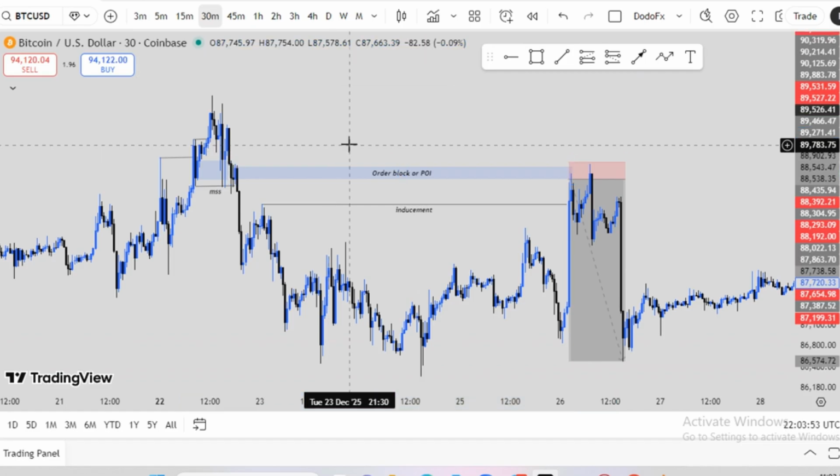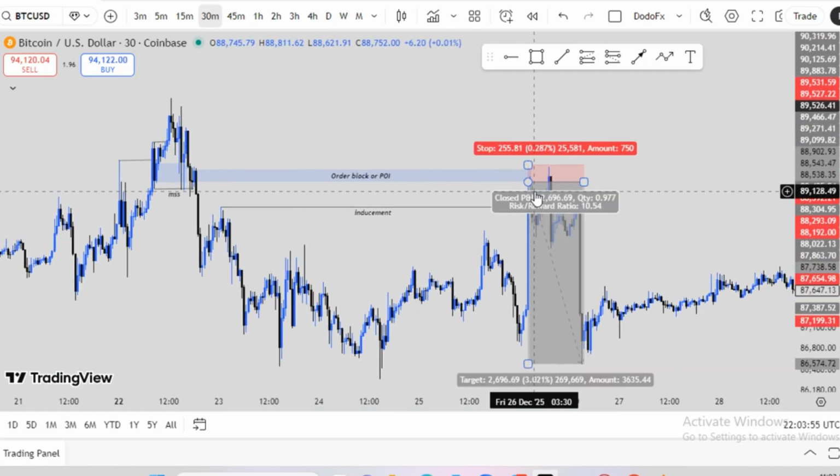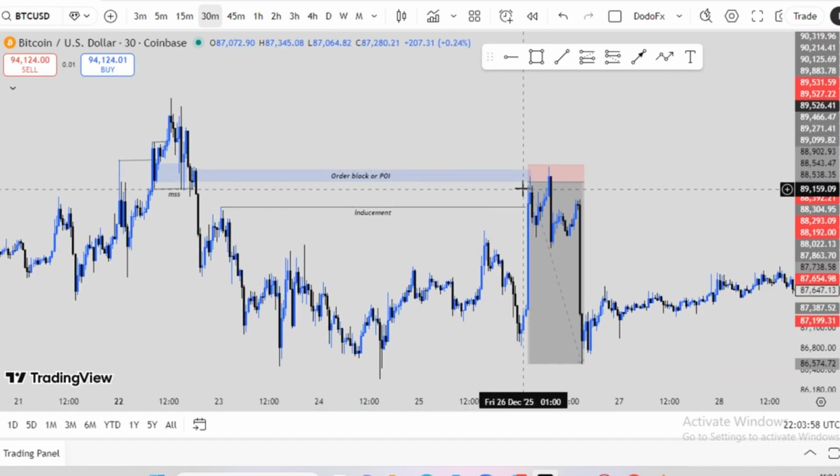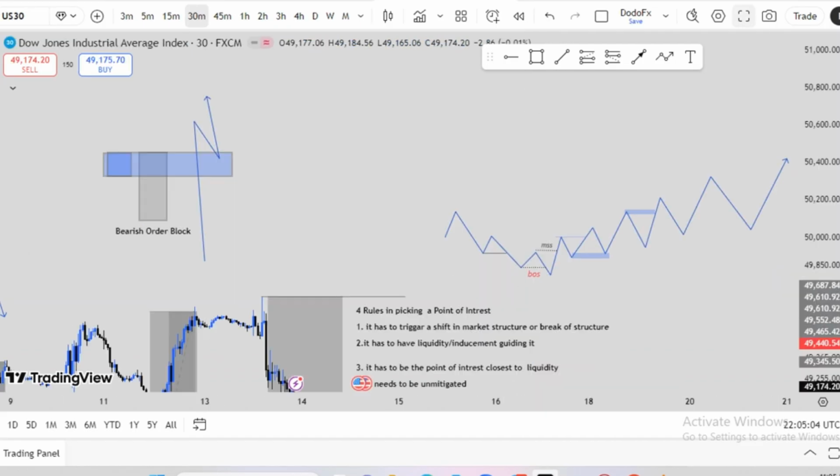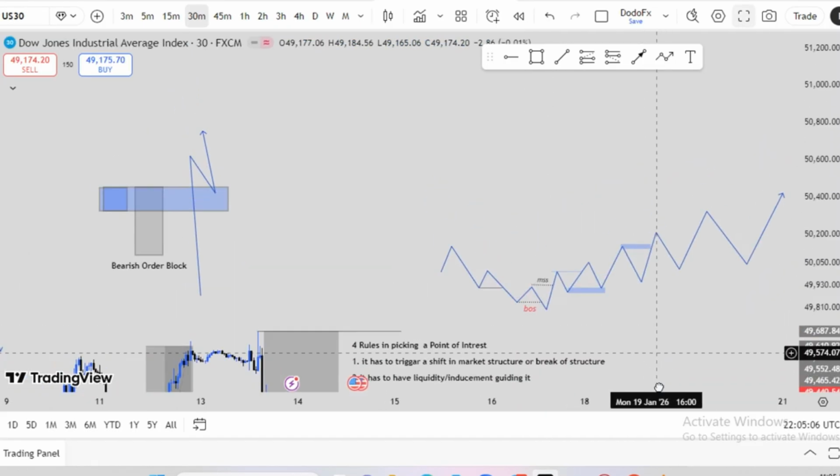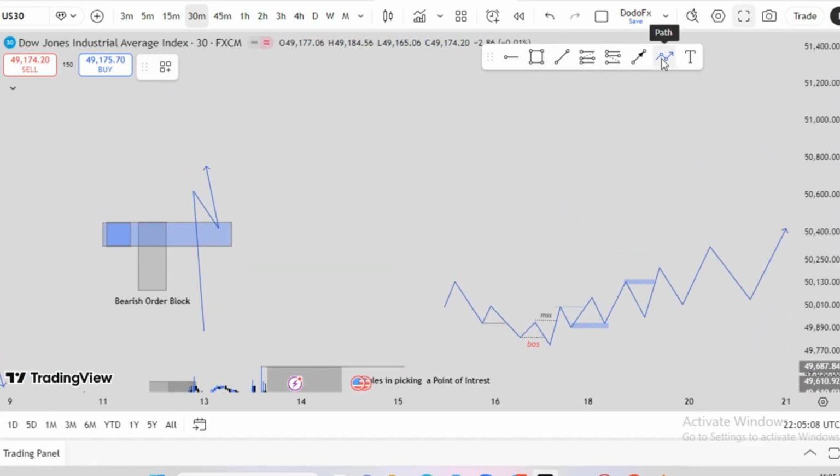it has not been mitigated yet. So price came back to this zone, tapped it and then pulled back. That's for the order block. And for the breaker block scenario, let's say we have something like this.